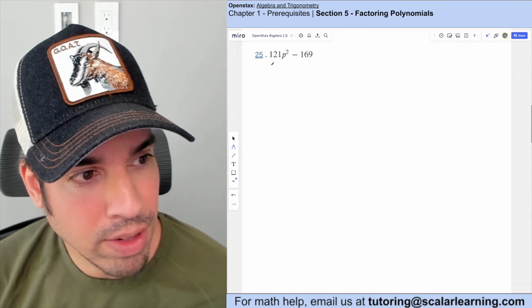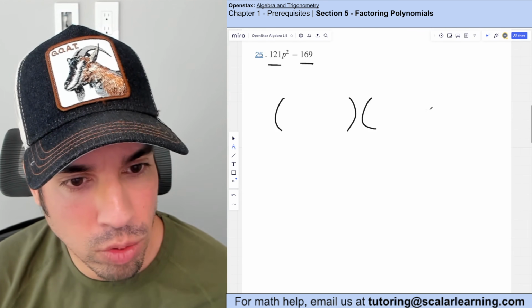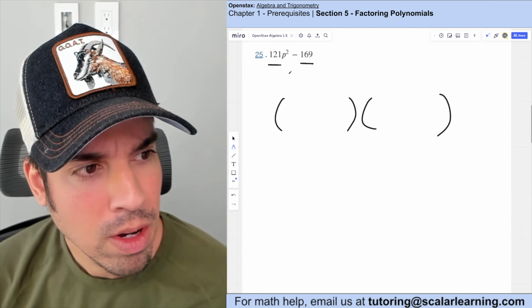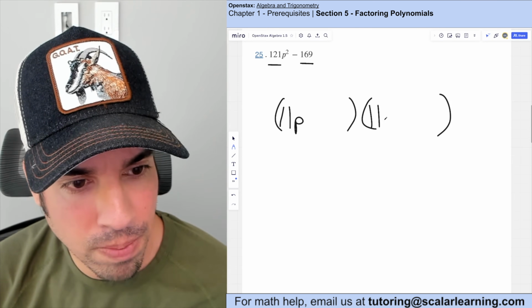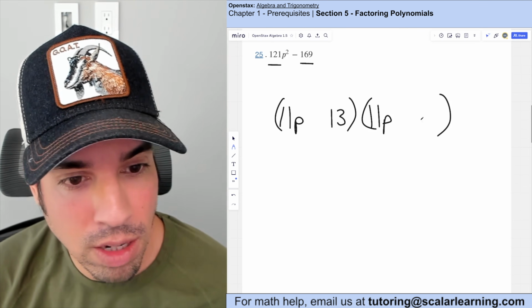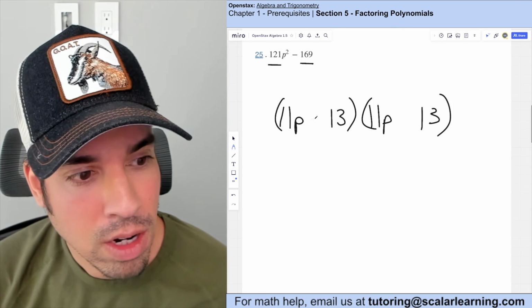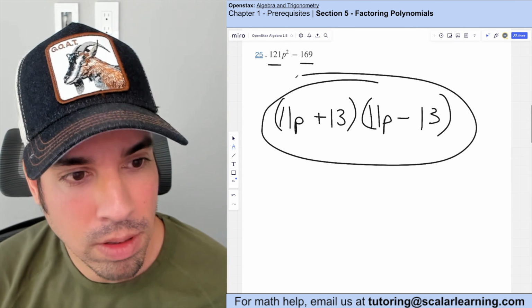Once again, here we have a difference of squares. These are both perfect squares. So to factor, we're going to take the square root of the first term. Square root of 121 is 11. Square root of p squared is p. And we're going to place that here and here. Then we're going to take the square root of 169, which is 13, and place that there and there. And then we're going to alternate plus, minus, boom, done.